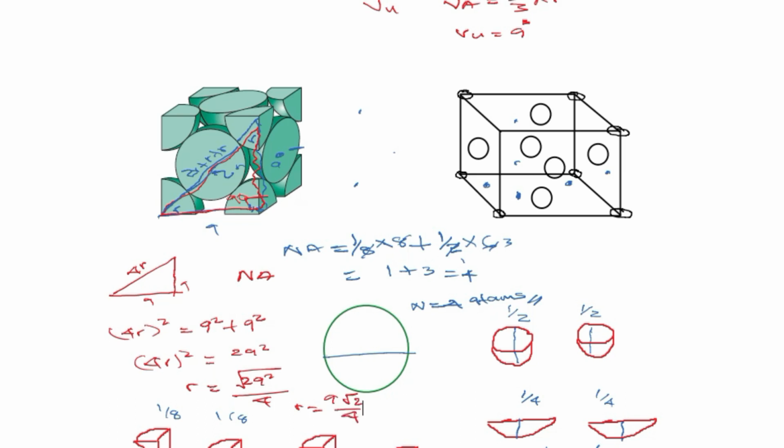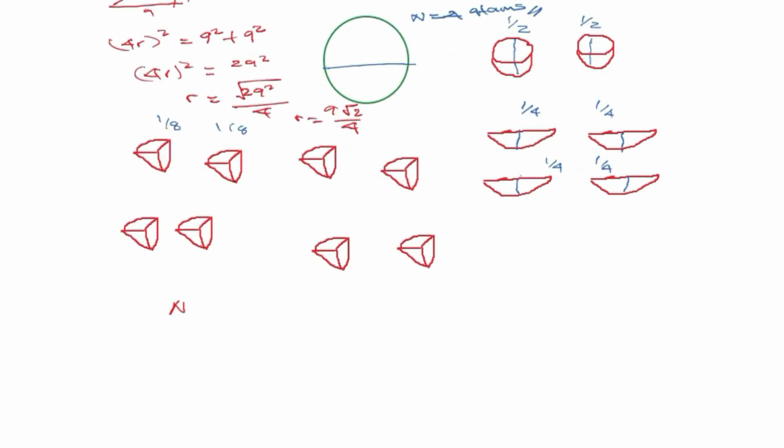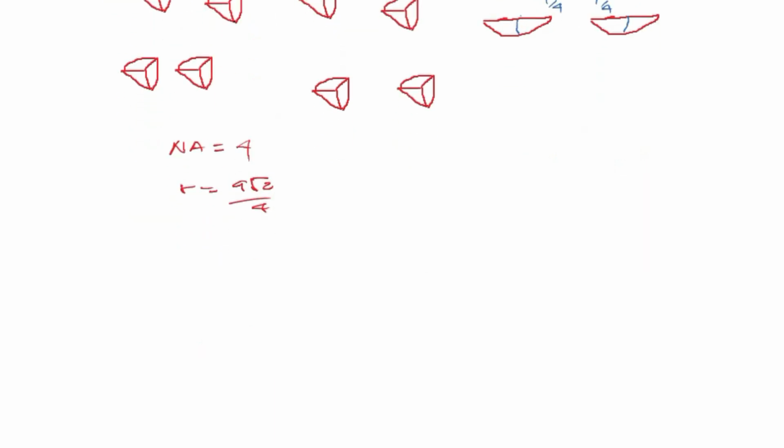So we know that our number of atoms, we've calculated our number of atoms. We said our number of atoms is equal to 4, and our R is equal to A root 2 over 4. So now we have all the parameters we are looking for. We can dive into calculating the atomic packing factor. So our APF is equal to number of atoms multiplied by volume of atom divided by volume of unit cell, and we know that our VU is equal to A cube.